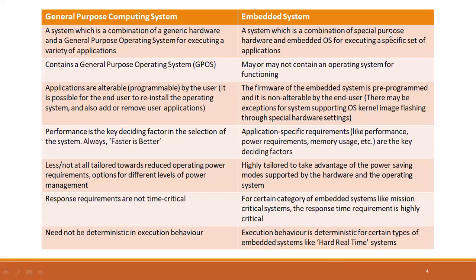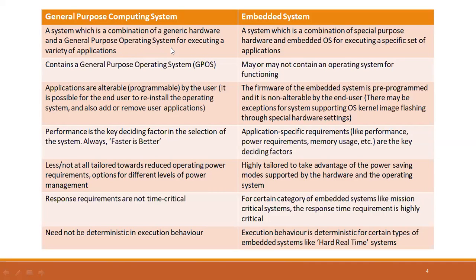And look at the difference between the general purpose computing system and the embedded system. A general purpose computing system is a combination of generic hardware and a general purpose operating system for executing a variety of applications. Generic hardware in the sense you can bring a RAM from one system and fit it into another system, that is generic. Or you can bring one GPU, that is a graphics card, and fit it into another machine. That's why they call it generic hardware.